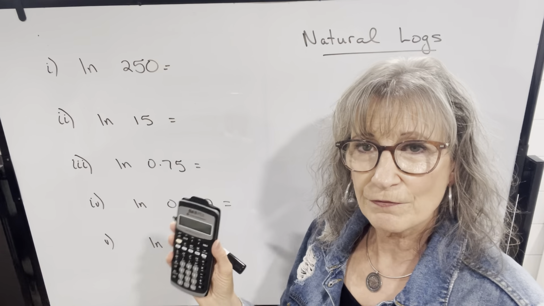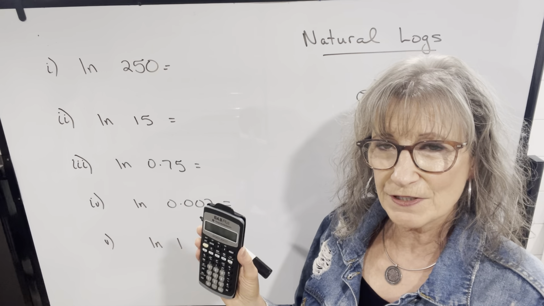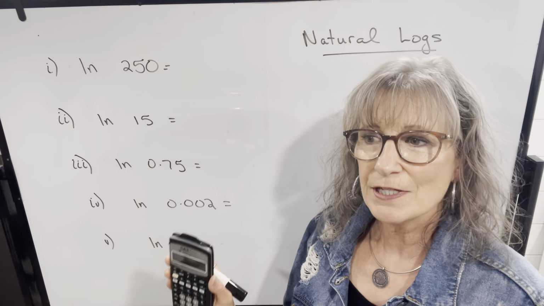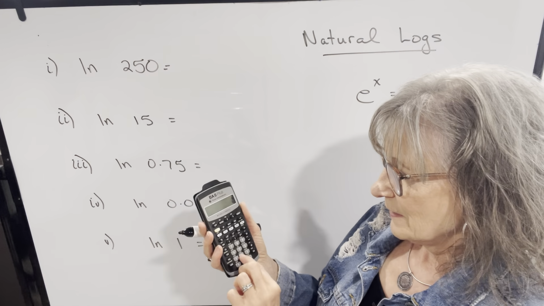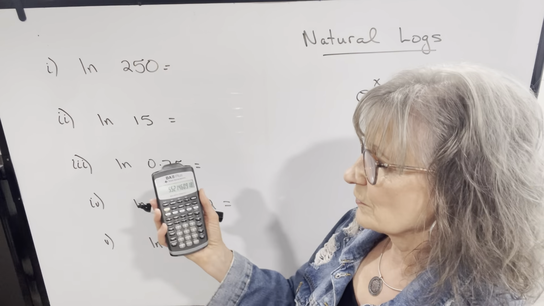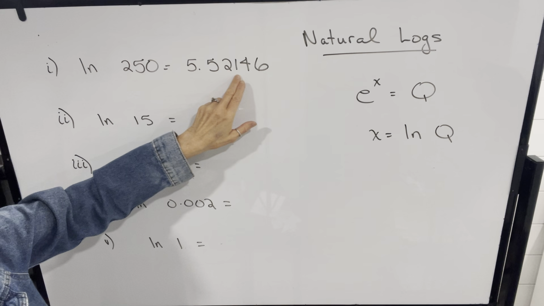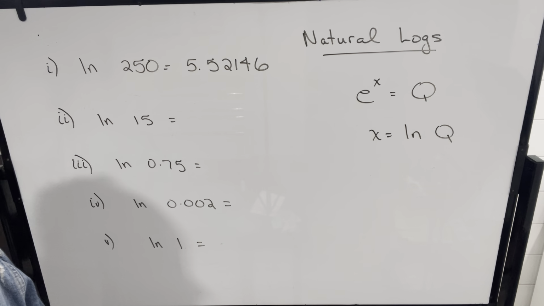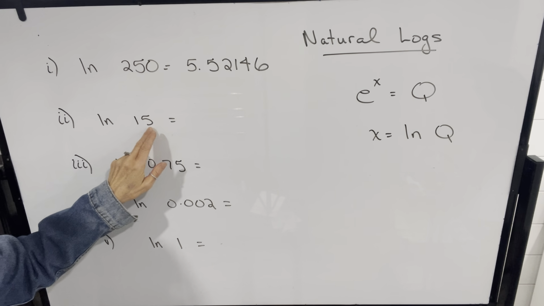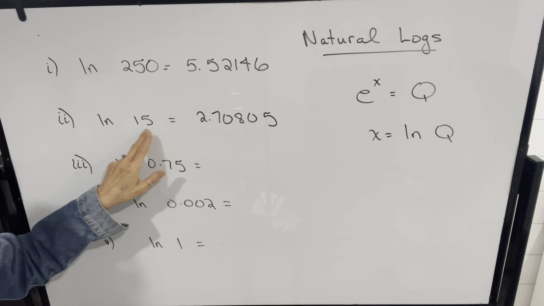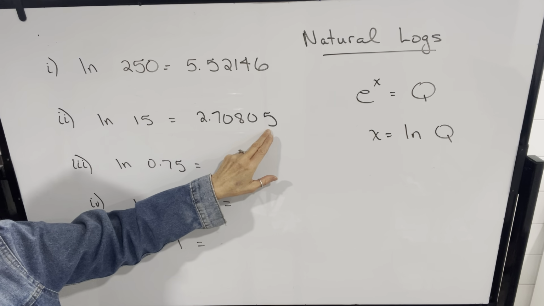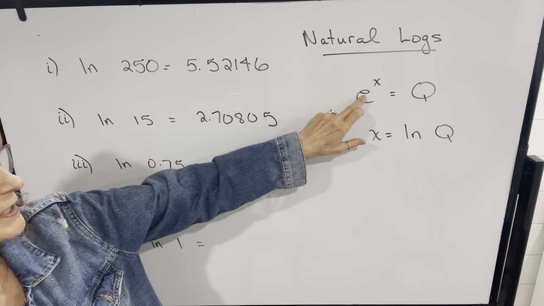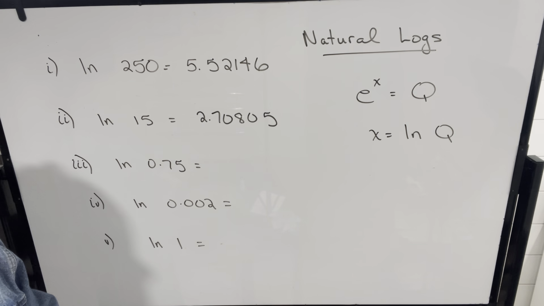Let's say we want to find the natural log of 250. Remember, we're finding the exponent to which e must be raised to equal 250. So 250, press natural log, and you should get 5.52146. Let's try the next one, natural log of 15. The natural log of 15 is 2.70805. So again, that's what e must be raised to equal 15.